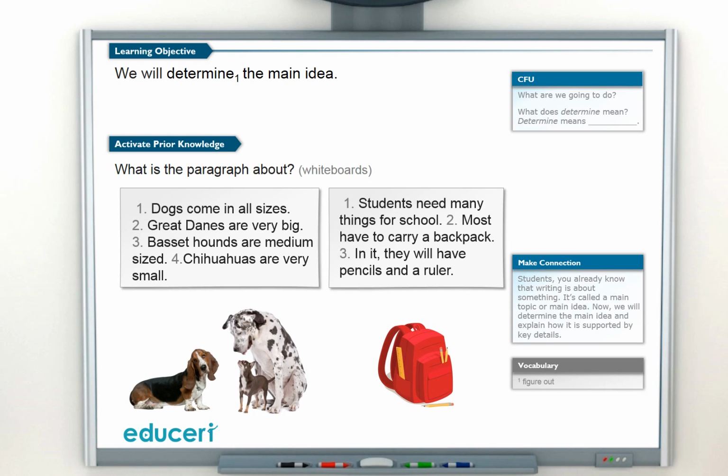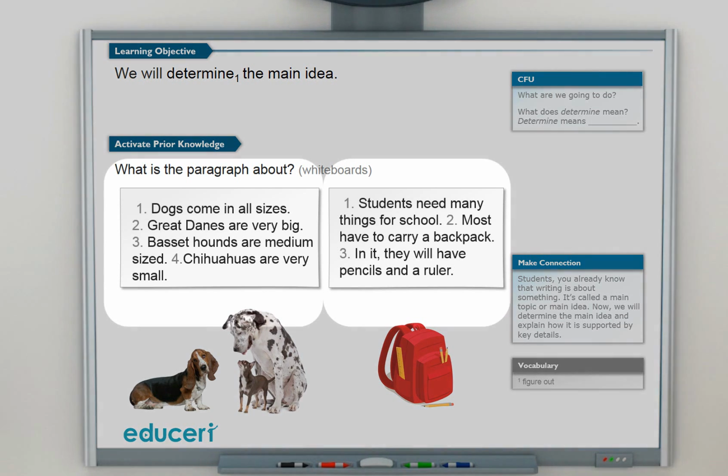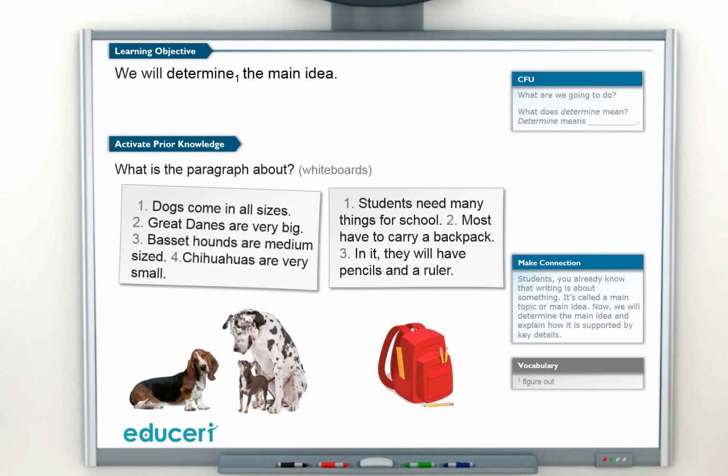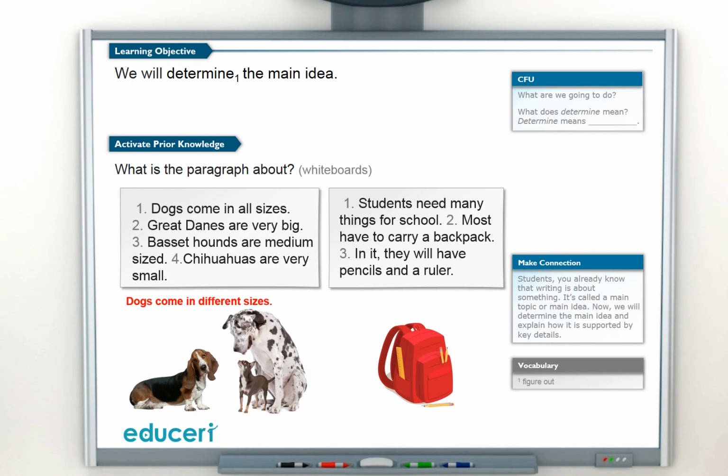The Activate Prior Knowledge section is designed to retrieve from long-term memory information that the students already know. It is designed using the rule of two. This means that there are two problems or questions. The first one is for the teacher to model for students. The second one is for the students to do with a partner.